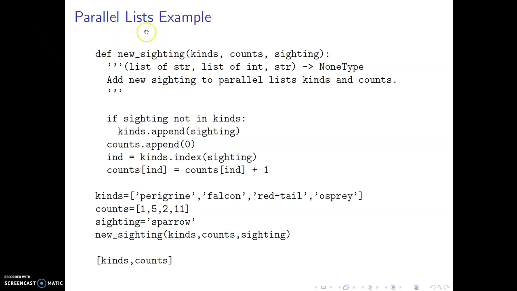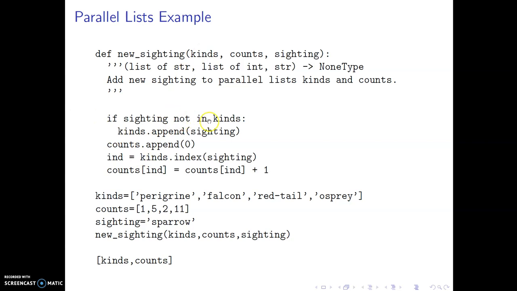So first we'd need to define a function which would add in a new sighting. Say you have a list of birds that you keep count of, and here's the kinds of birds you've seen. Then you've got the counts, how many times you've seen each of those birds, and then you've got the sighting here. This is just going to take in that list of strings, the list of integers, and the string, and give you nothing really back because it's just going to modify both of these lists.